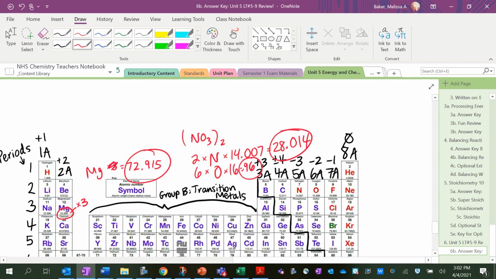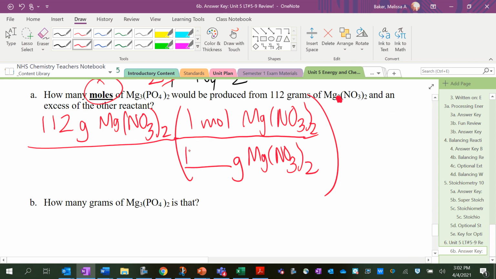So we don't need Mg times 3, we just need Mg. So this should be 24.305. Erase the times 3. Plus, it's still NO32. Okay, so 24.305 plus 28.014 plus 96. Slight change, 148.319.